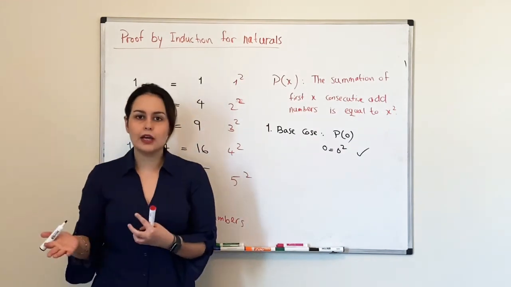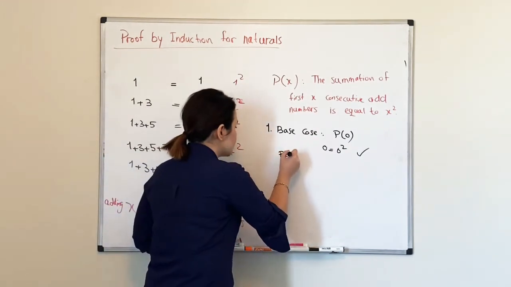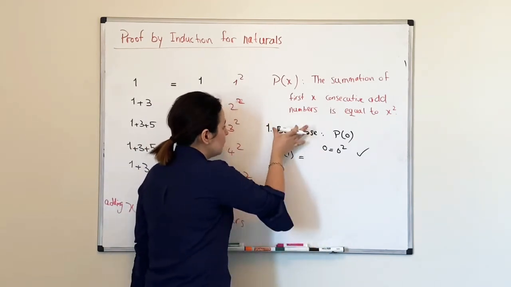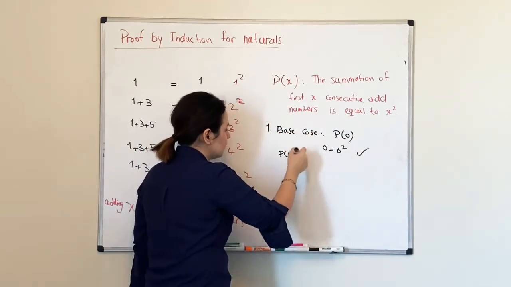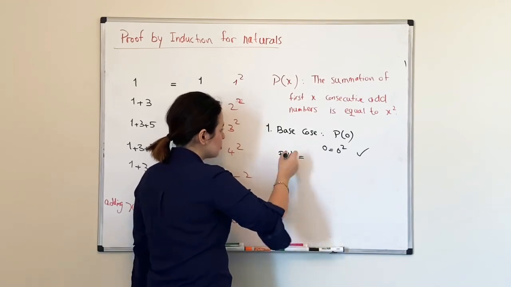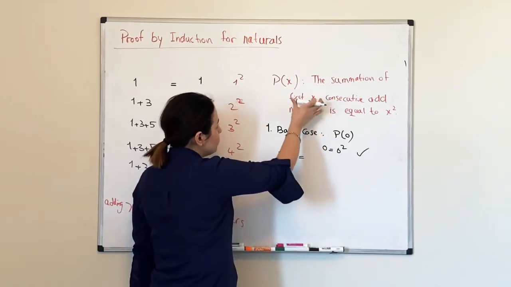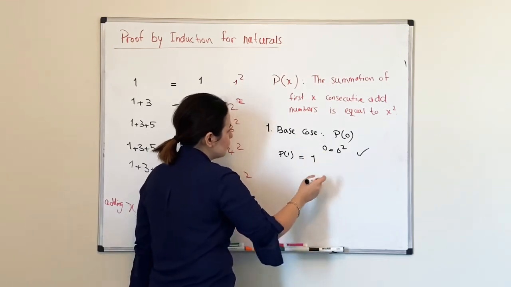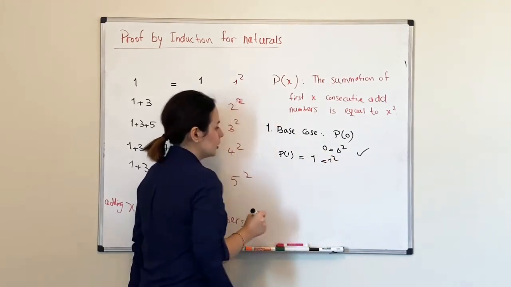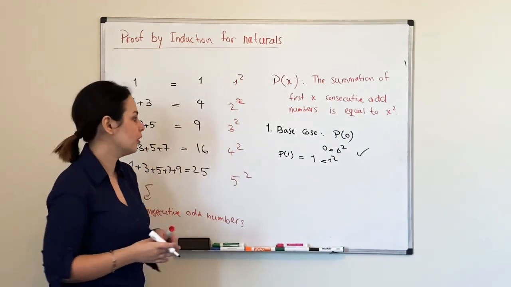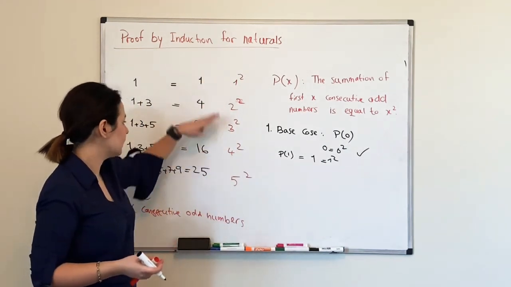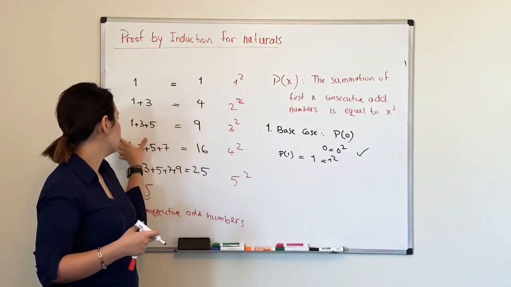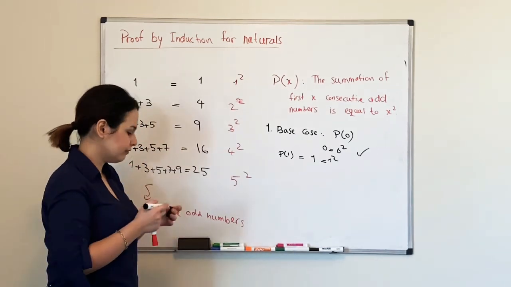If you want, you can do something with P of 1 as well, just to make sure you're doing something. But the base case for even one of them is true. I mean, the base is true. The summation of the first one consecutive odd number, which is 1, is equal to 1 squared. So we see that P of 1 is also true. We actually saw that. For up until 5 we have all of those.